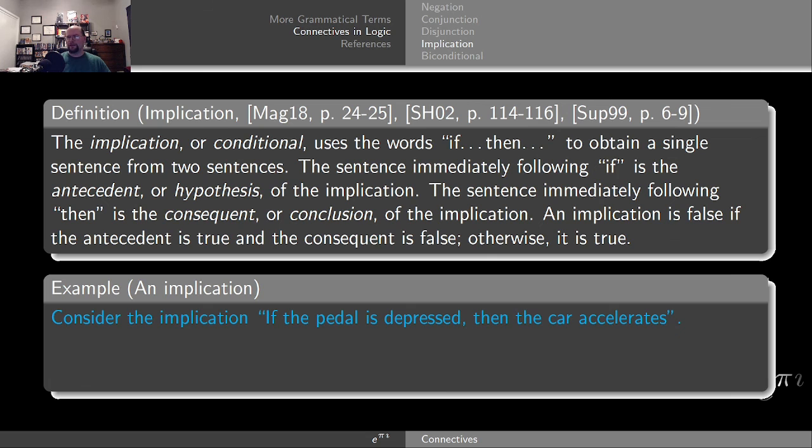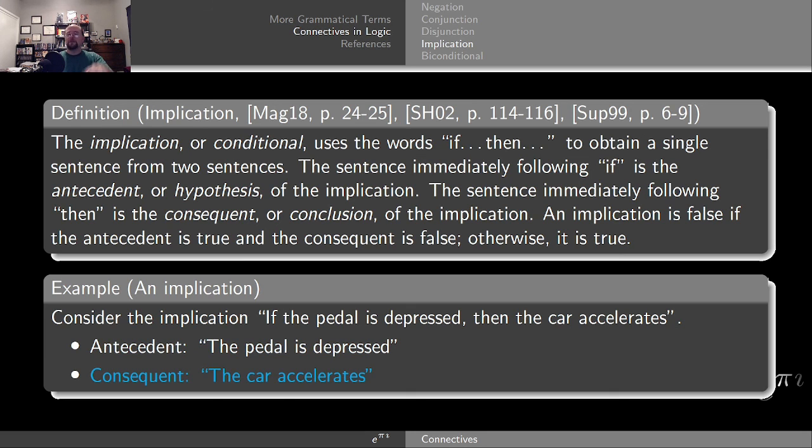So the antecedent here is the pedal is depressed. This is very much like a triggering mechanism. Essentially, if you push the pedal down, that's the causing relationship. That's the thing that makes the next thing occur. And what occurs, that's the consequent. That's the consequence of the triggering. You would get the car accelerates. So if you depress the pedal, then the consequence is the car accelerates.